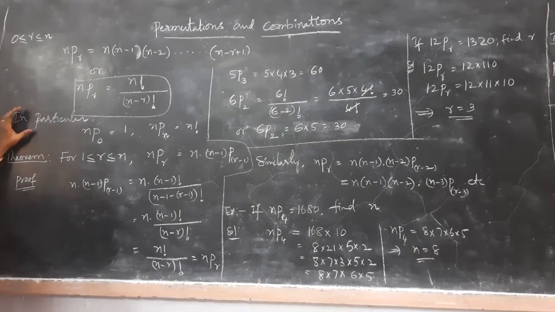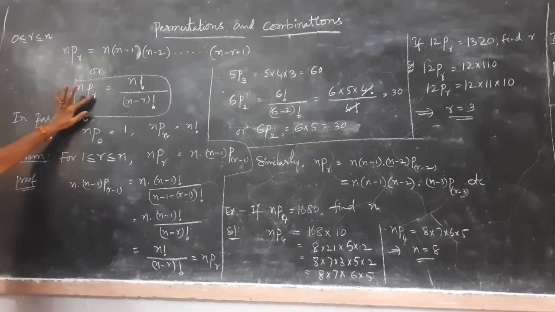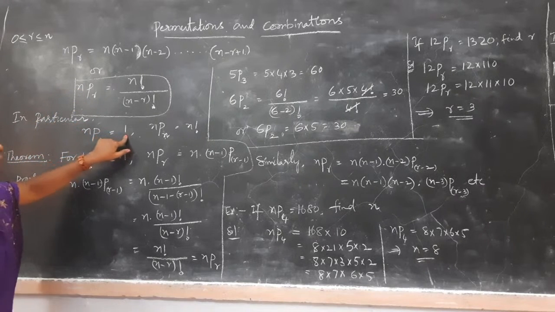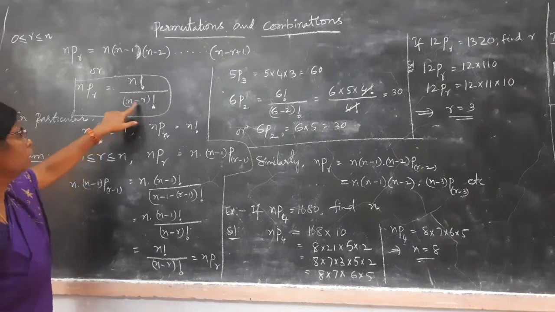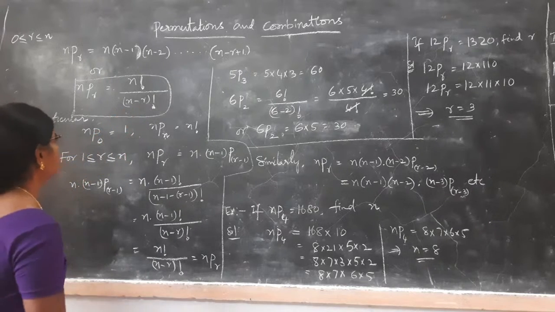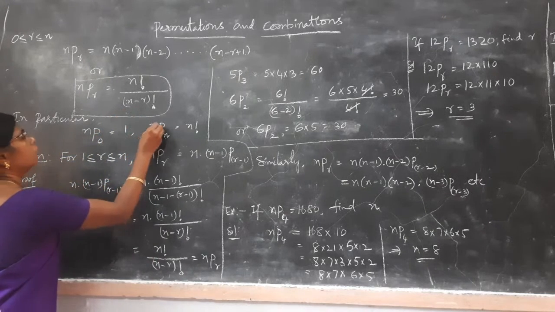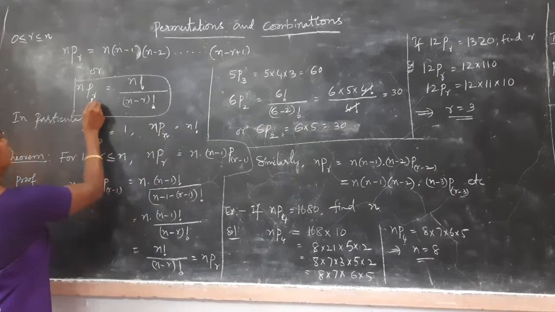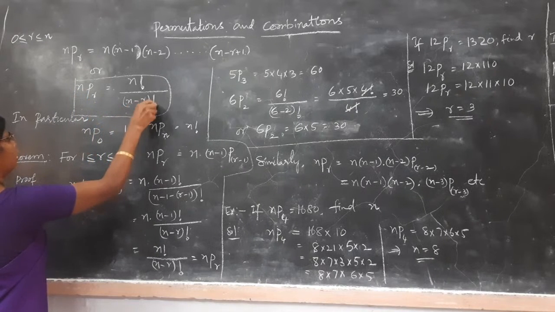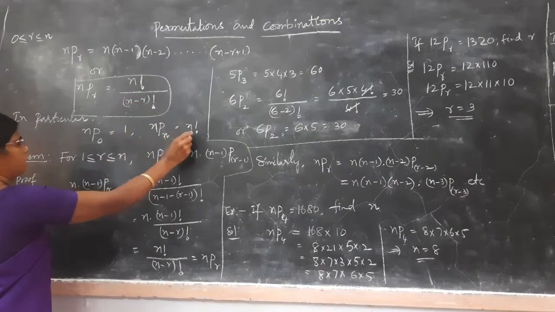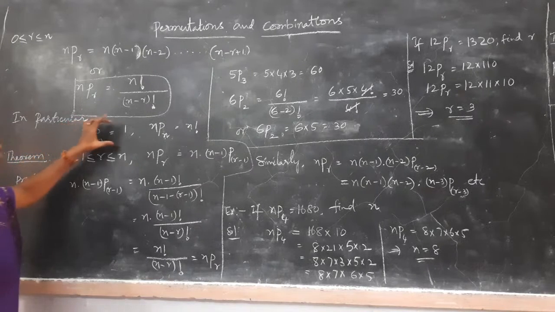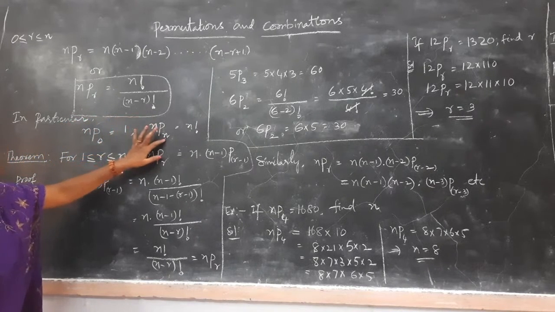Here see that, in particular, suppose if r is equal to 0, it becomes nP0. So nP0 is 1. So you can substitute r is equal to 0 here. So n minus 0, n factorial by n factorial, you got 1. Similarly nPn. So r substitute n here. So nPn it will become n minus n, that is 0 factorial is 1, so that it will become n factorial. So these things you have to remember. nP0 is equal to 1. nPn is n factorial.